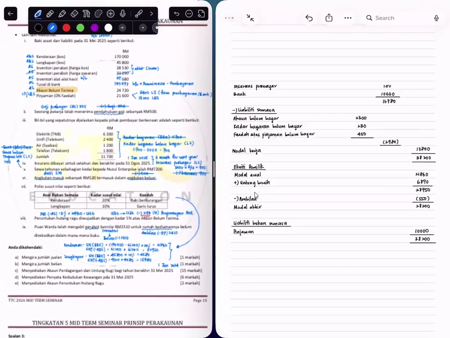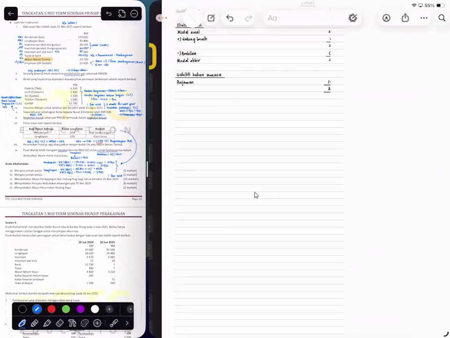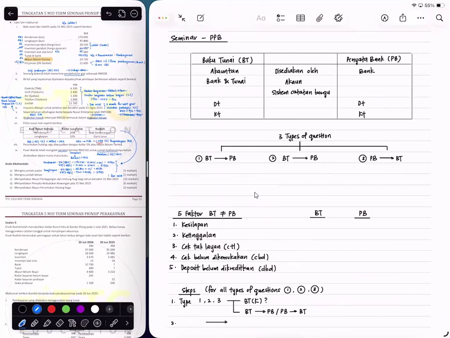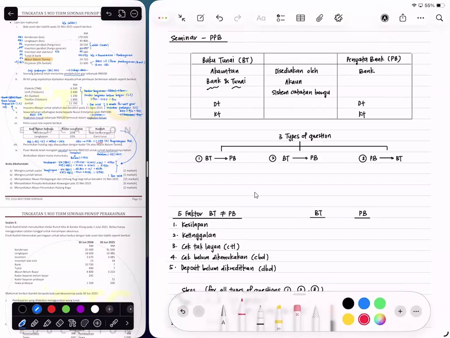Once done, let us cover one more topic for PPB. Okay, recap for PPB first, then we practice by using the question. Okay, for PPB, it's all about comparing your buku tunai and penyata bank. But actually, buku tunai is prepared by the accountant for account bank and tunai. But penyata bank is prepared by the bank. Of course, it will only concern about the money in bank only.